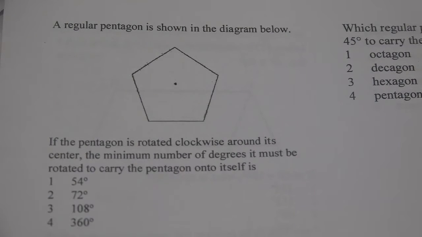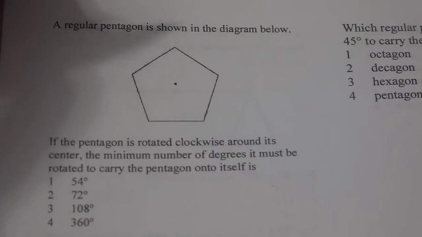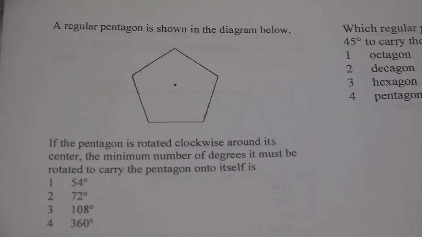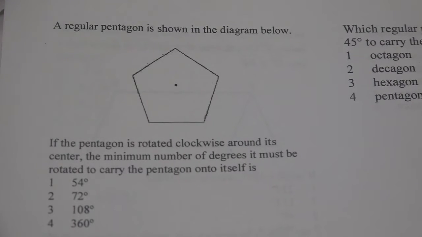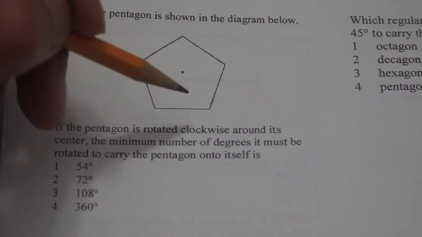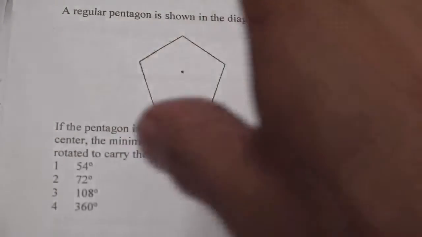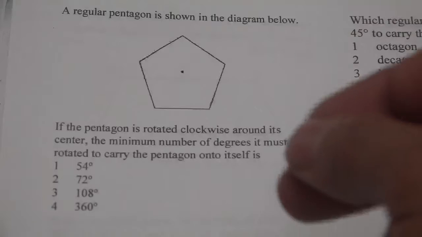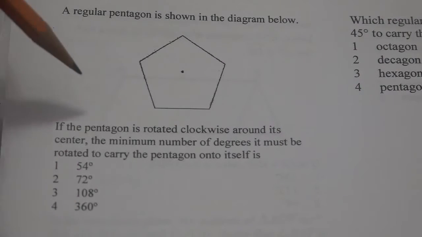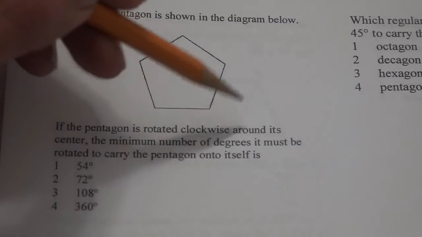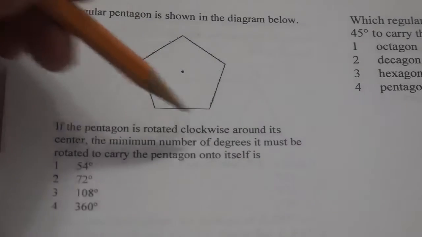Okay, so this problem says a regular pentagon is shown in the diagram below. So this is a pentagon, 5 sides. And then it goes on to say, if the pentagon is rotated clockwise, that means clockwise with the clock, like this way, around its center, the minimum number of degrees it must be rotated to carry the pentagon onto itself is.